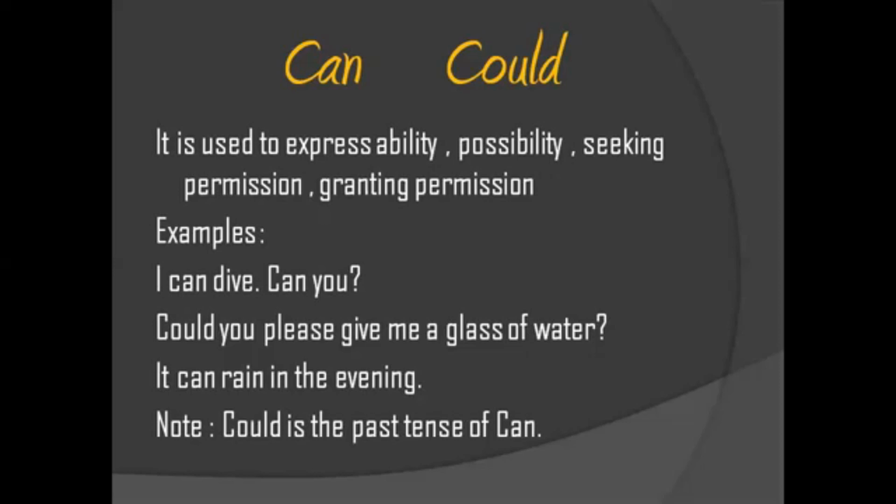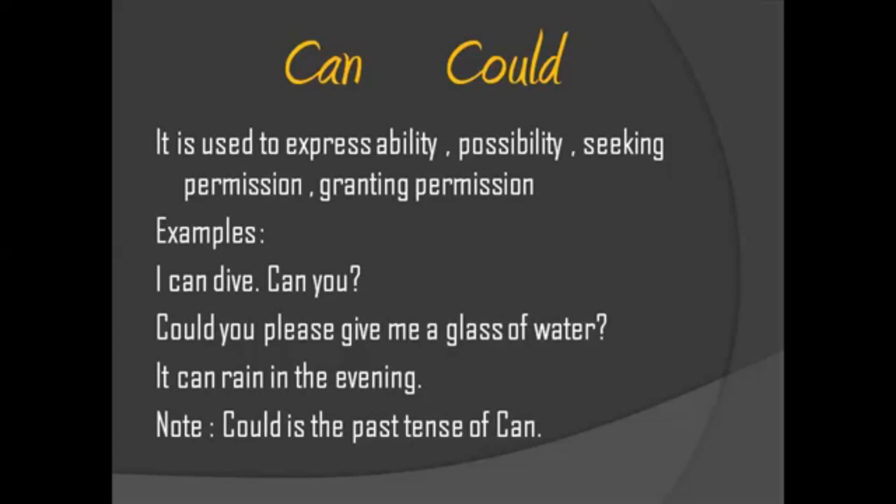Now let's see a few examples to clarify it. First example, I can dive. Can you? First you are saying that I have the ability, I have that talent, that I can dive. So, can you dive? It's a question you're asking. Do you have this talent? Do you have this ability to dive?